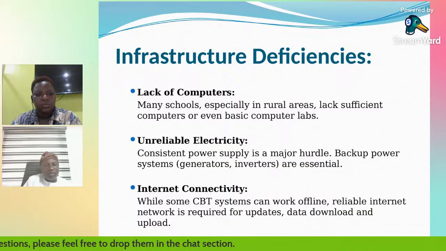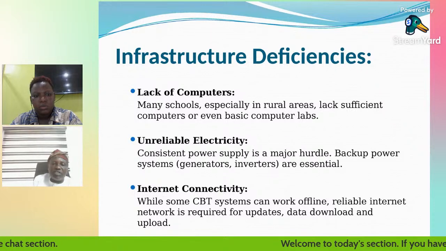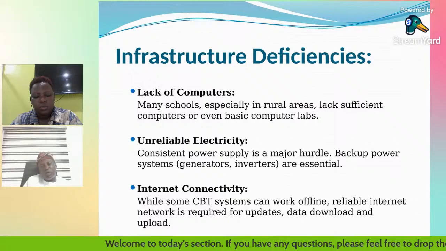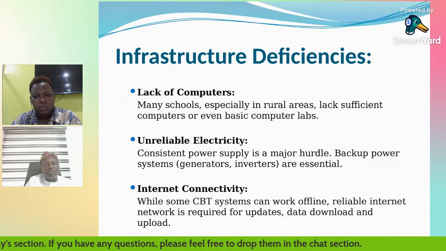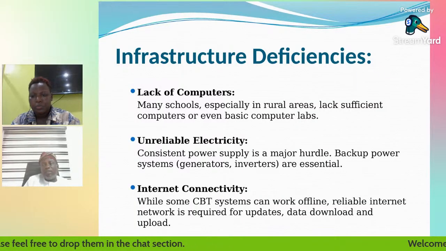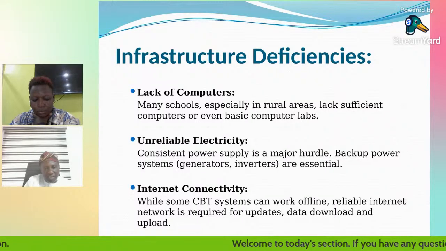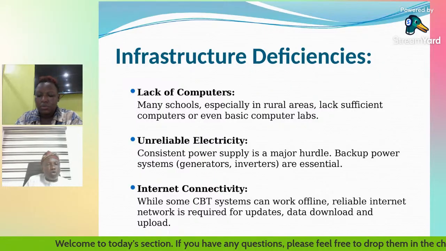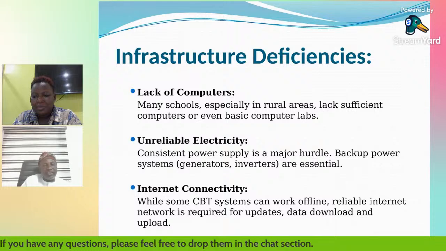Of course, you also have the problem of unreliable power supply, which is a major requirement to run CB testing. So there will be need for backup power in the face of a poor public power supply, such as generators and inverters. You also have to face the problem of internet connectivity.